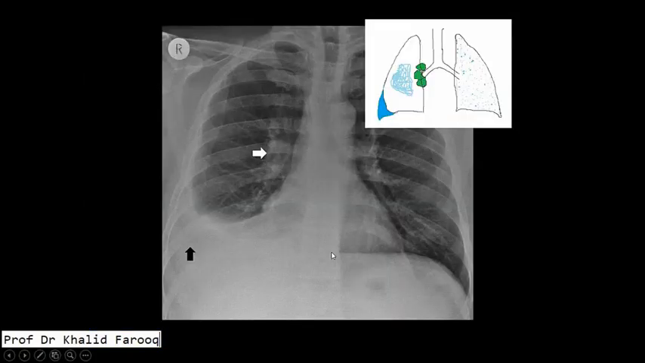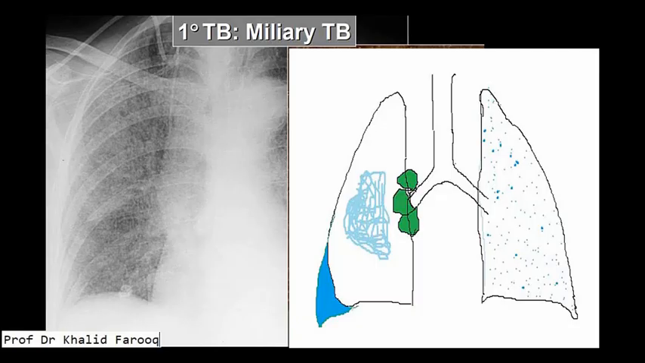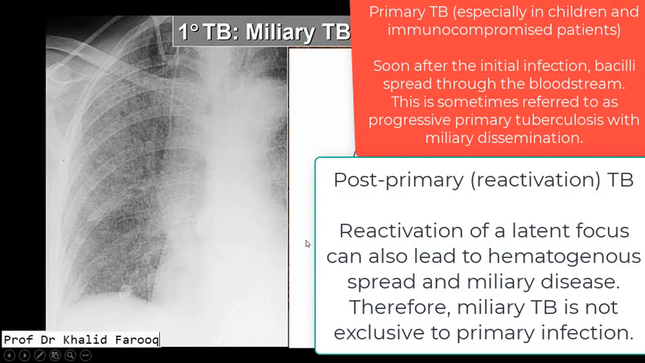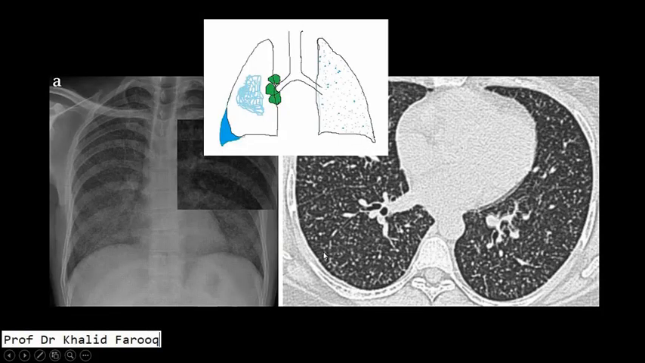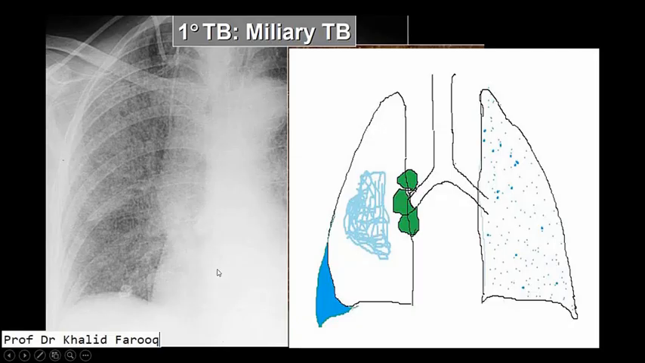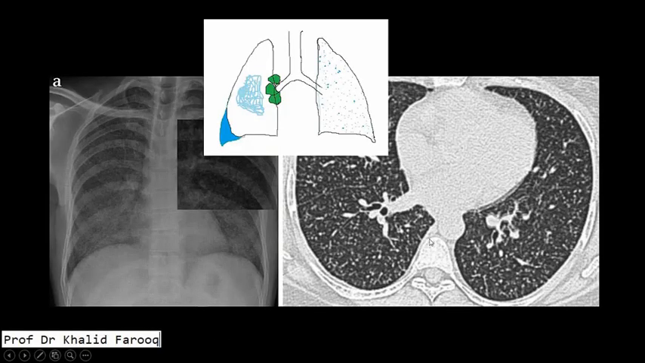Here we have third pattern, which is miliary tuberculosis. We can see tiny millet-like nodules involving both lungs. Here we have both schematic diagram and chest x-ray. In this slide we can see x-ray chest and CT examination. We can see tiny nodules involving all zones of both lungs. This finding is obvious on CT chest.